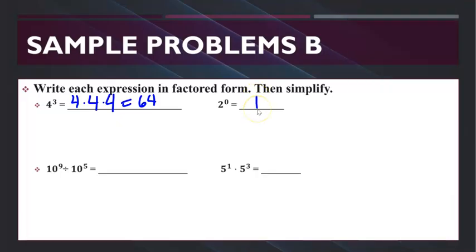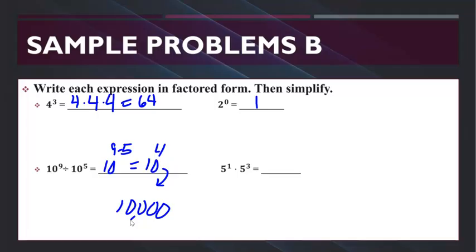Next, 10 to the 9th divided by 10 to the 5th. So here, if we're dividing like bases, we're going to be subtracting the exponents. So that's 9 minus 5, which is going to give us 10 to the 4th power. And 10 to the 4th power is going to be 10,000.